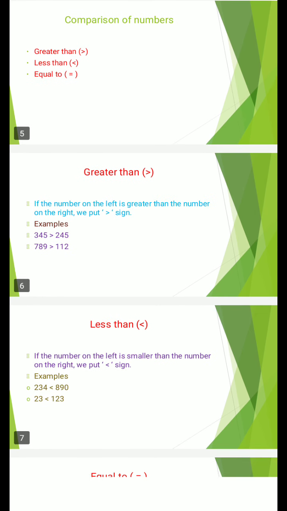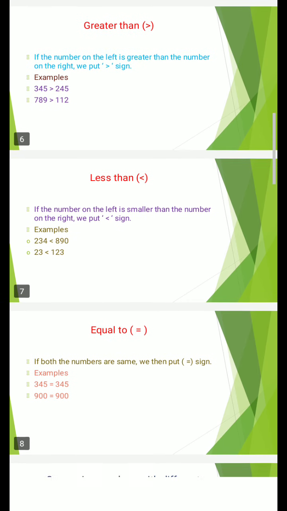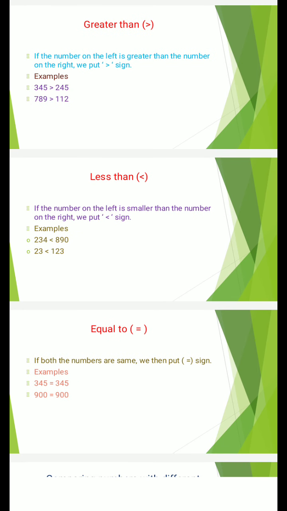Next, the given numbers are 789 and 112. The number on the left side is 789 and the number on the right is 112. So we put the greater than symbol. 789 is greater than 112. Less than symbol: if the number on the left is smaller than the number on the right, we put the less than symbol. The number on the right is 800.